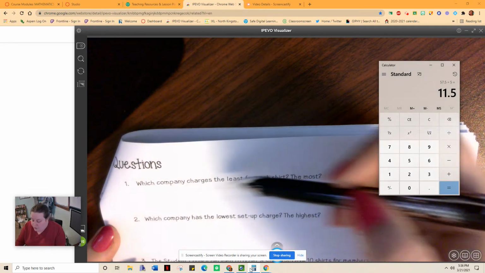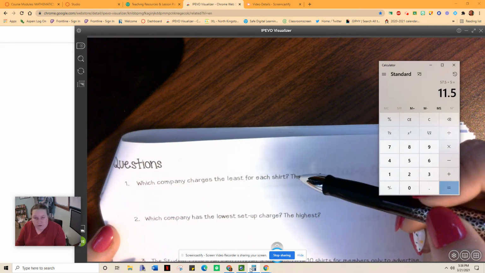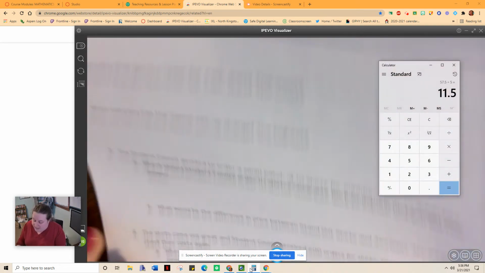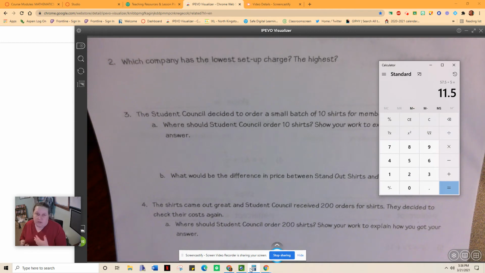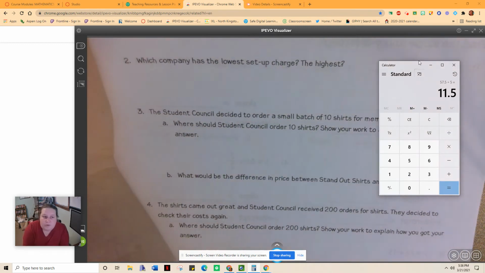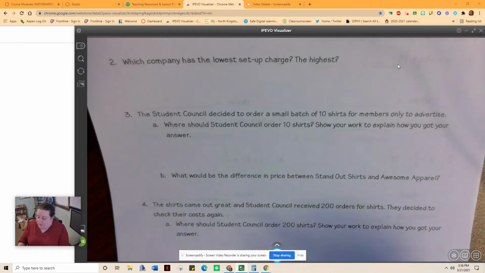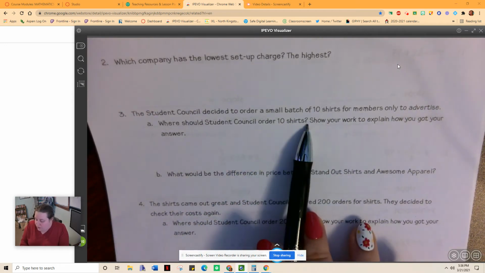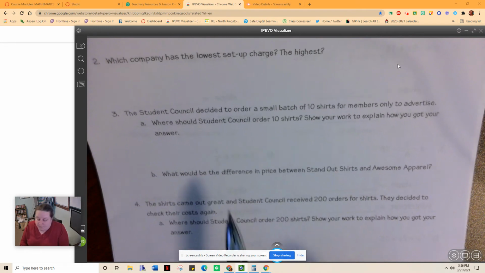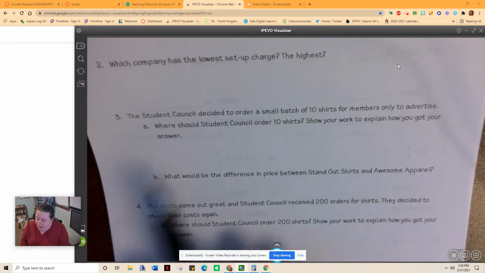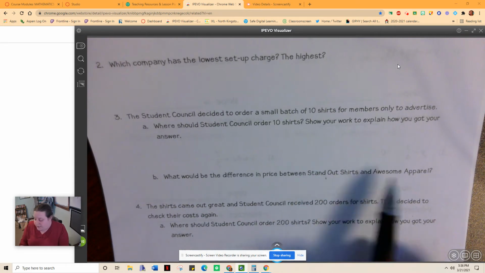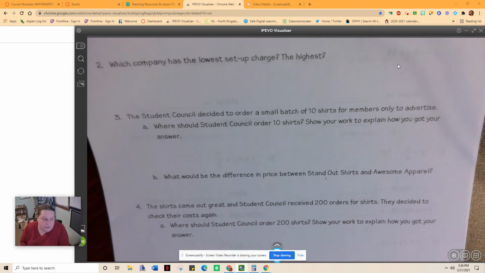But you're going to answer the question, which company charges the least for each shirt and the most, setup charge, lowest and highest. And then you're actually going to do some calculations based on what the student council is looking for. So if they want to order 10 shirts, A and B, where should they order 10 shirts from? And you're going to explain. And then I'll do one problem right here. And then what should be the difference in price between Standout Shirts and Awesome Apparel? We didn't do those yet, so we can't do much with that.